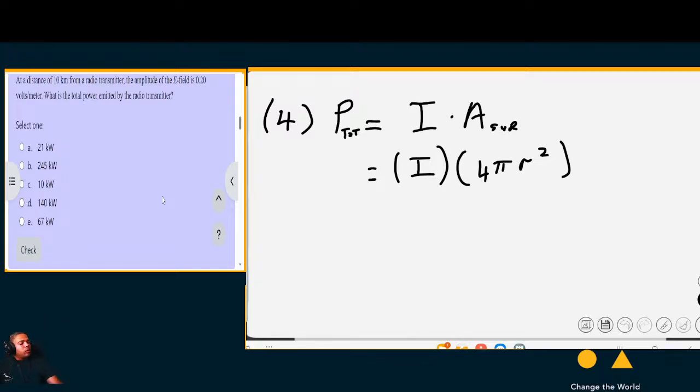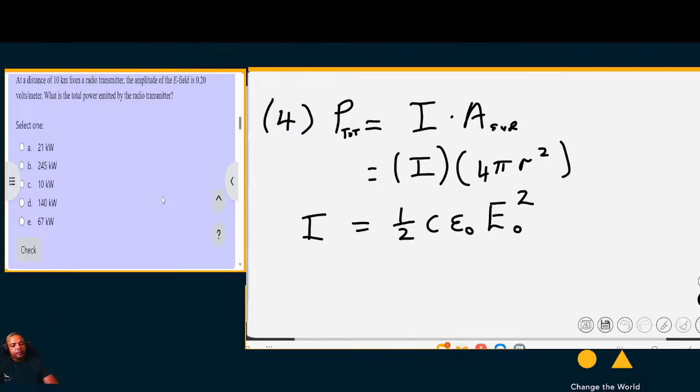Okay, now we know how to calculate the total power. So let's first calculate then what is left, the intensity. How do we calculate the intensity from a radio transmitter? Now, the intensity is equal to a half times the speed of light times E naught times the electric field amplitude squared.